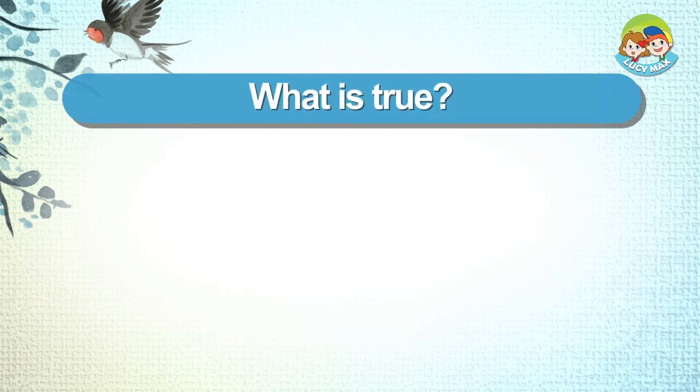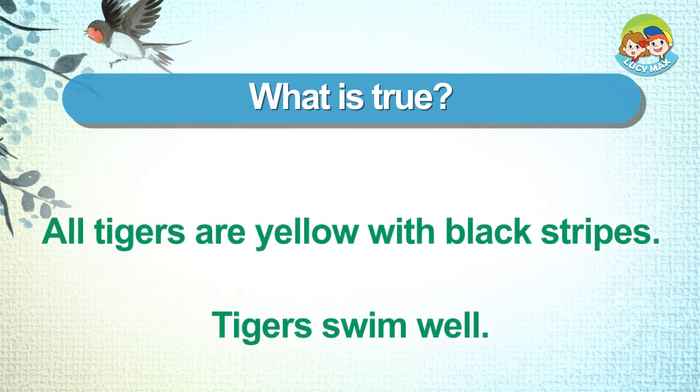What is true? All tigers are yellow with black stripes. Tigers swim well.